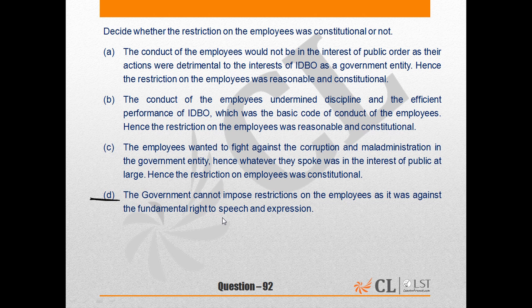Now option A says the conduct of the employees would not be in the interest of public order as their actions were detrimental to the interest of IDPO as a government entity. This option clearly gives the reason which flows from the principle, that such conduct of the employees would not be in the interest of public order as their actions were detrimental to the interest of IDPO as a government entity. So therefore option A becomes the correct answer for question 92.